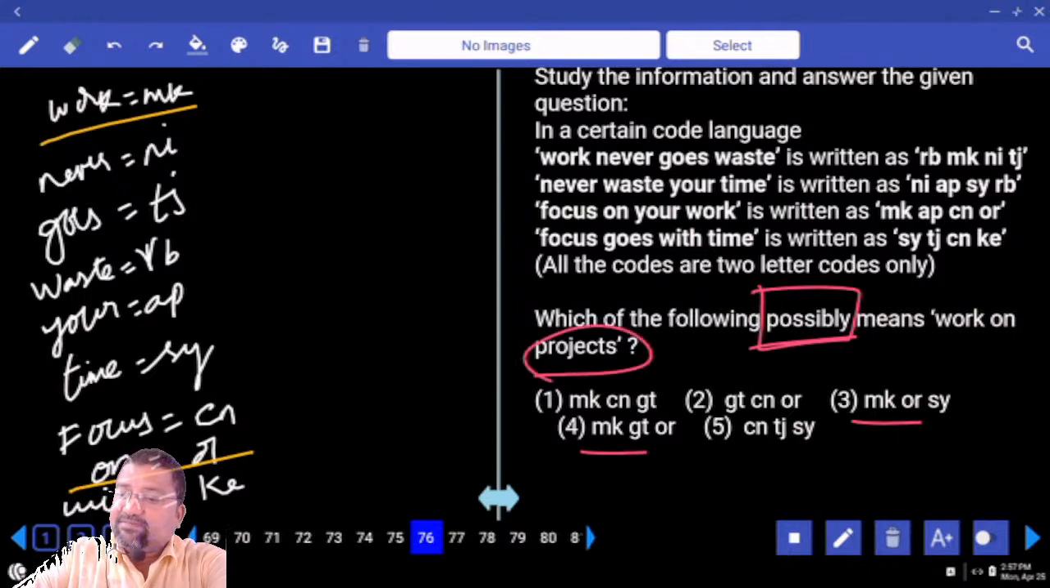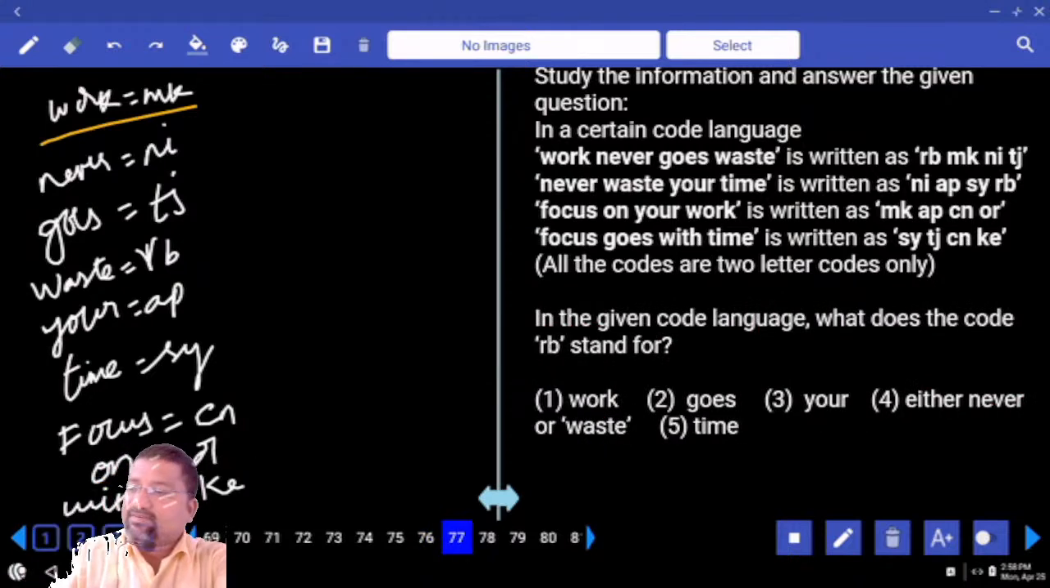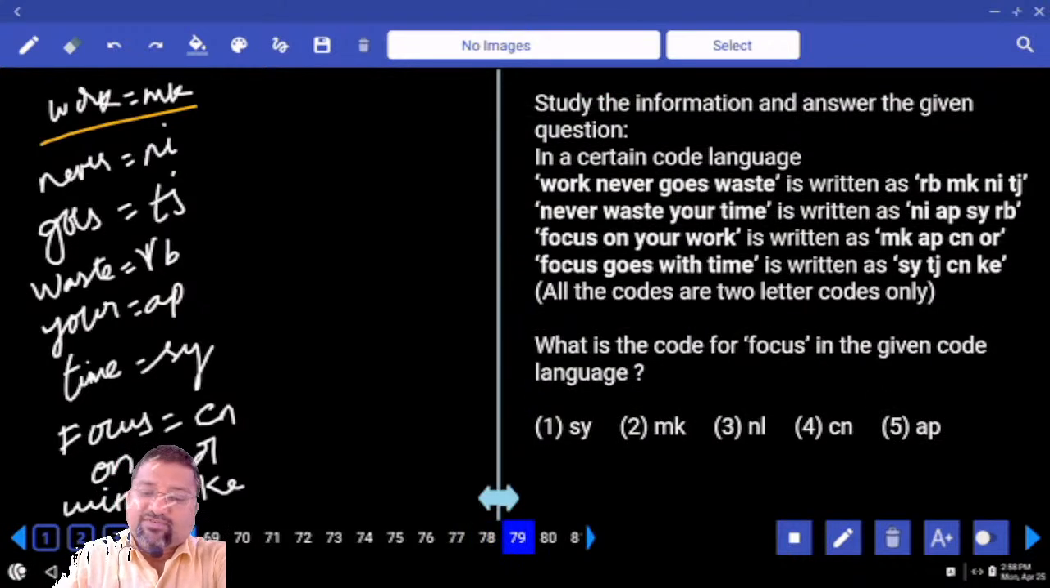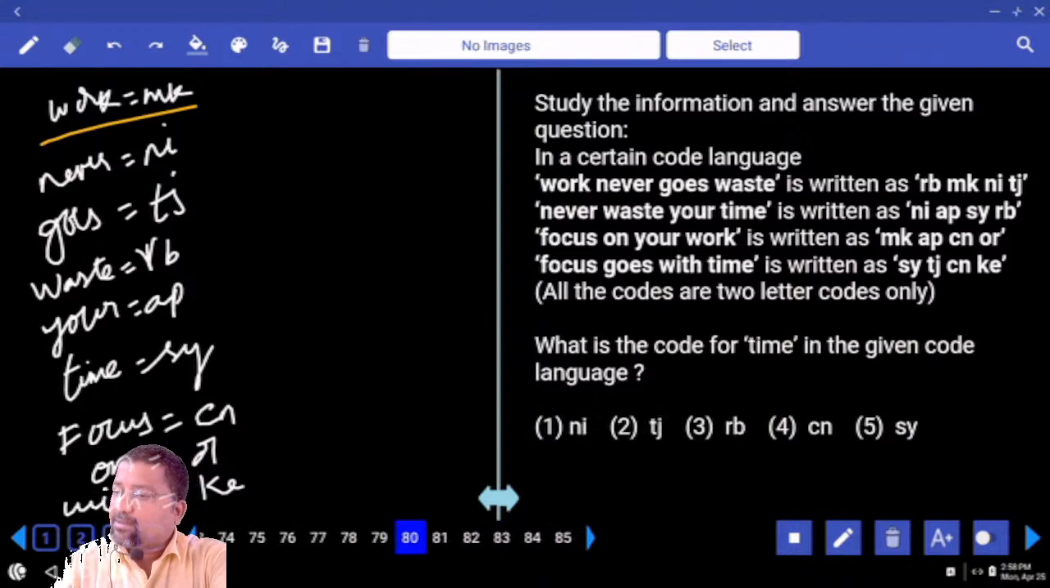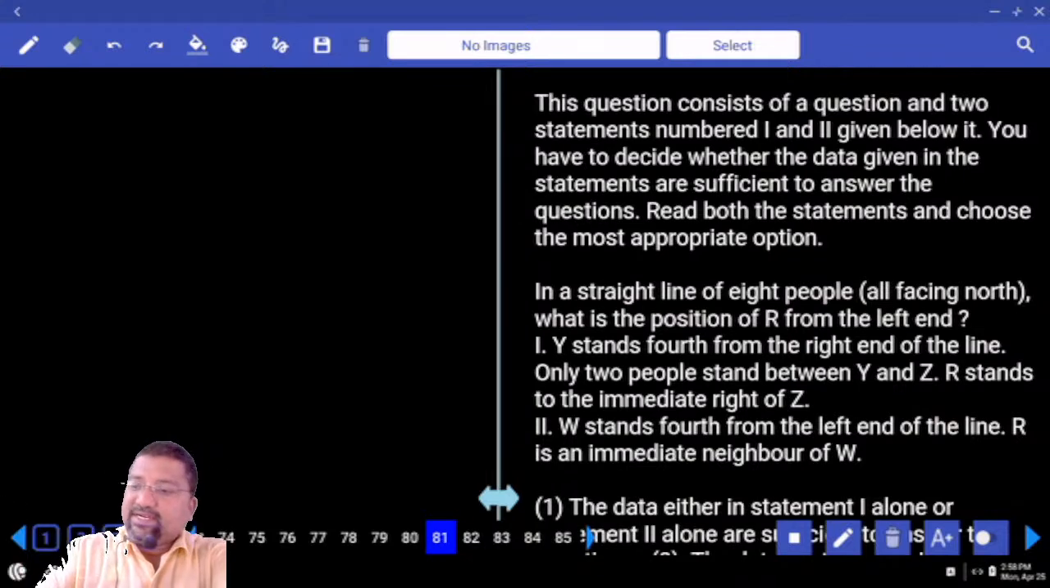But project is a word which is not present in the given words, so its code should also not be present in the codes. What does this SY stand for? Time. Can this be my answer? No. Directly, what's the answer? 77. RB, come on, RB, waste. TJ, goes. Focus, what's the code for focus? CN. Time, SY. Clear? Yes. Now we'll go for data sufficiency.